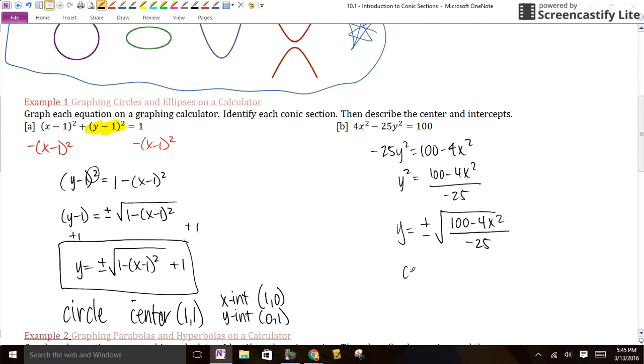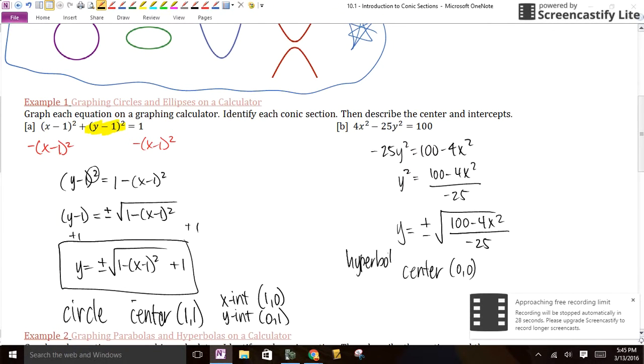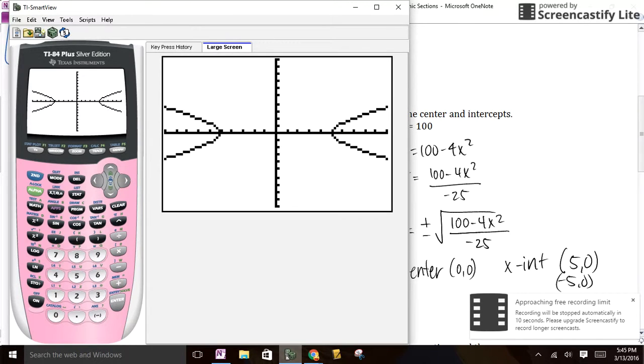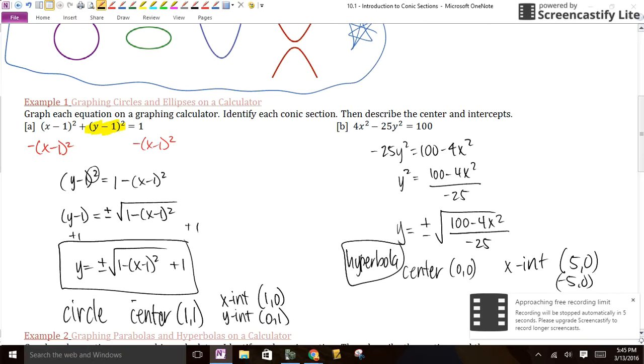So we have a center. Oh, I forgot to say it was a hyperbola. Hyperbola. Center's at 0, 0. And I also noticed that we had an x-intercept at, what did we say? 5, 0, I think. 5, 0 and negative 5, 0. And this thing's about to cut me out. I can't believe I went 10 minutes already. Yep, 5, 0 and negative 5, 0. Those are our x-intercepts. All right, let me ask you a question, and we'll be right back.